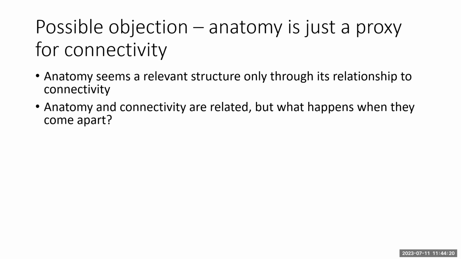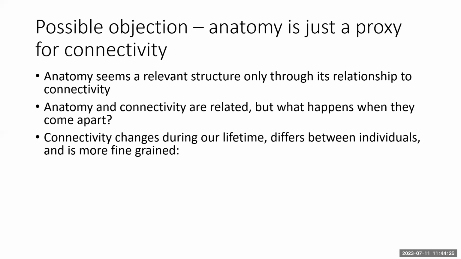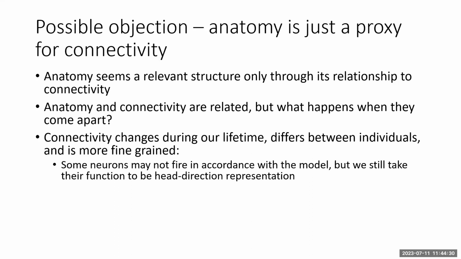Okay, so I agree that they are related, but what happens when they come apart, right? So connectivity changes during the lifetime and differs between individuals. It's more fine-grained. So for example, we can think about what happens if a neuron in the ellipsoid body in the fly doesn't fire in accordance with the model, right? Or doesn't represent head direction. I think we would still take their function to be head direction representation, right? We would say maybe for some reason they are not performing this function, but we would still take the anatomical structure that they are part of to define this general function.